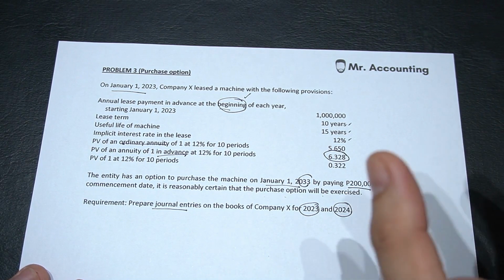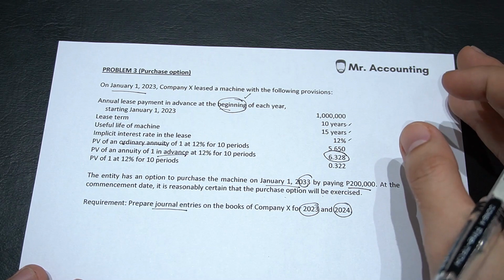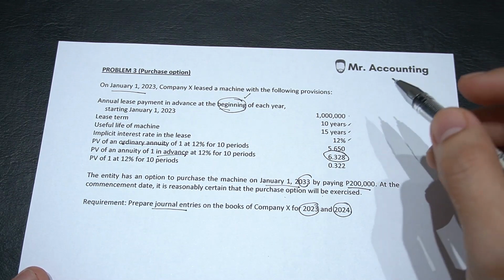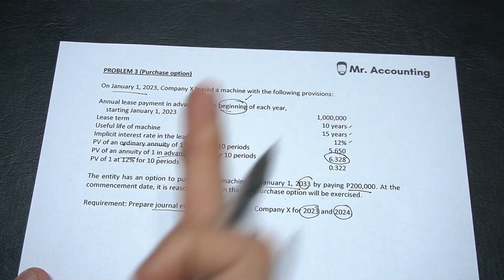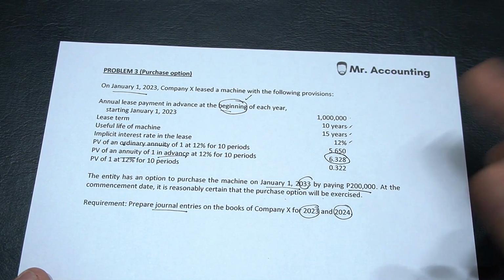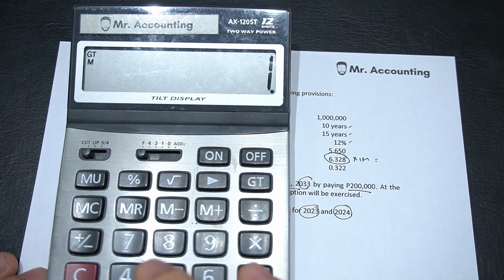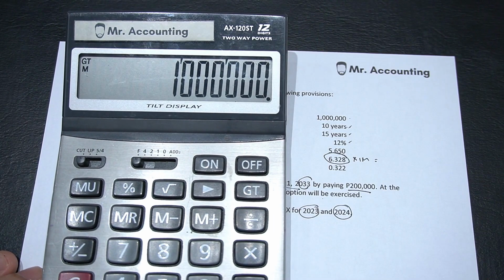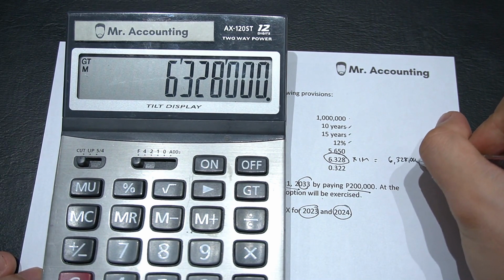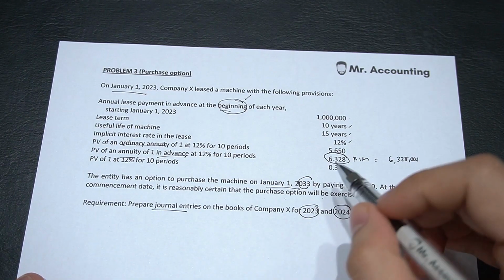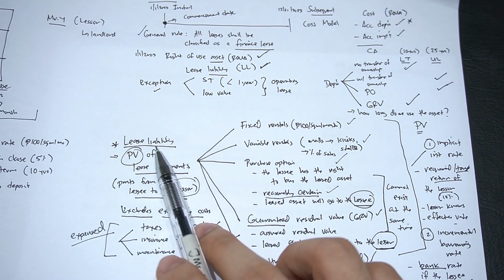Okay. Now, first step natin dito, class, is to compute for our lease liability. Since 1 million yung annual lease payment, multiply natin sa annuity, kasi pag sinabi mo annuity, series of payments yun. Tama? So, 1 million times 6.328, you get 6,328,000.